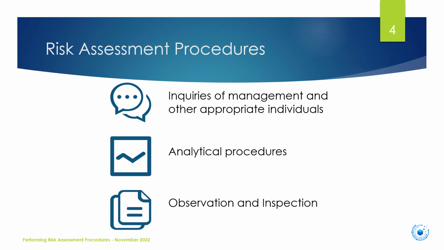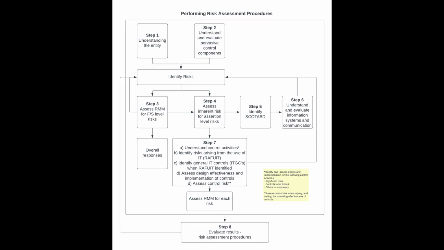So when you're performing risk assessment procedures, you're going to use inquiries of management and other appropriate individuals, analytical procedures, and observation and inspection procedures to obtain our evidence. And again, this is evidence to support where risks of material misstatement on the financial statements may exist. So throughout this course, we are going to be presenting how to perform risk assessment procedures. And we're going to go through each of these 9 steps.